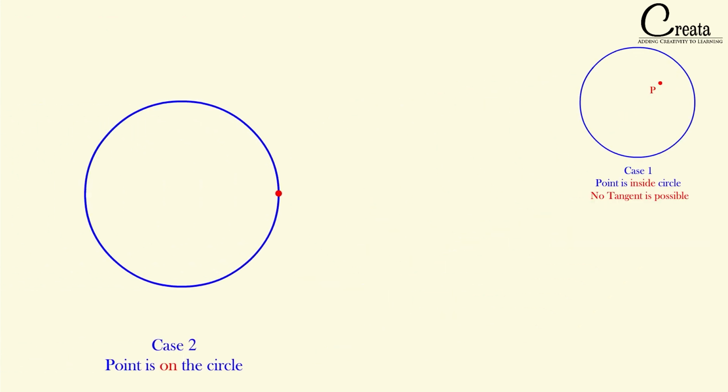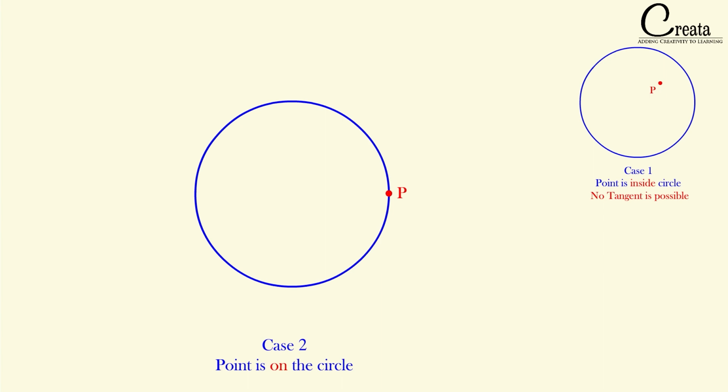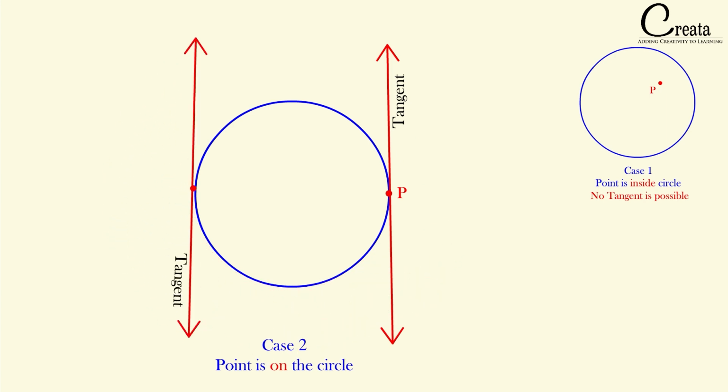Let's see the second case. In the second case, we are having a point on the circumference of the circle. This is a point, and the concept is that we can have only one tangent from the point on the circumference of the circle. The same thing we have already covered in the starting. The answer is only one tangent.